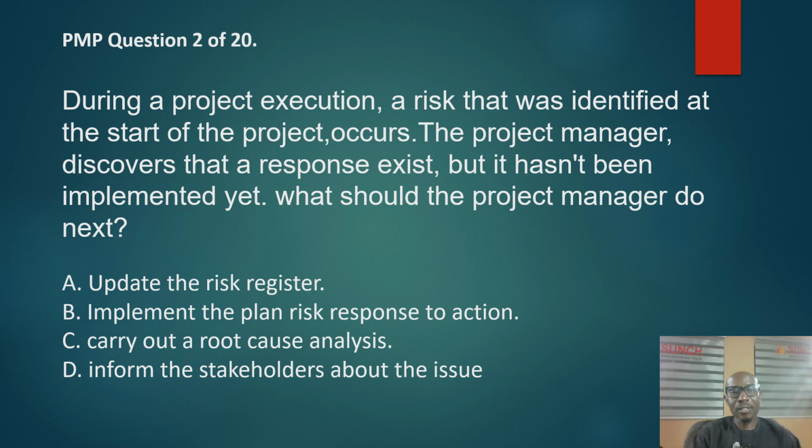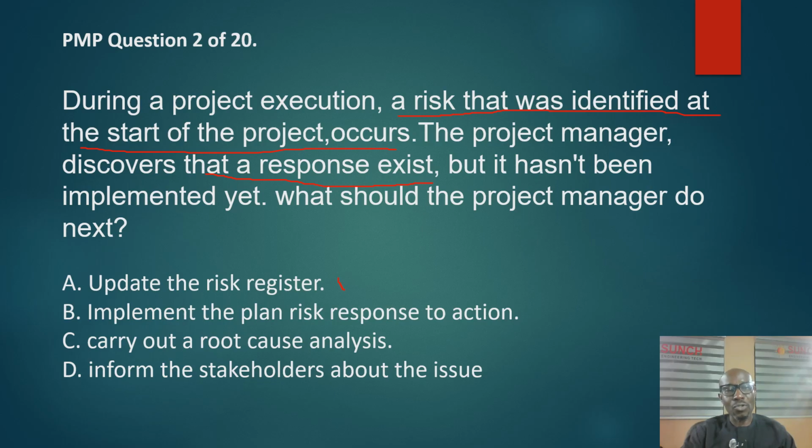Okay, let's look at it carefully. Let's look at the question. A key risk that was identified at the start of the project occurs. The project manager discovers that a risk response exists but hasn't been implemented yet. What should the project manager do? If it's a risk that is already in the risk register and there is a response attached to the risk, then your job as a project manager becomes easier.